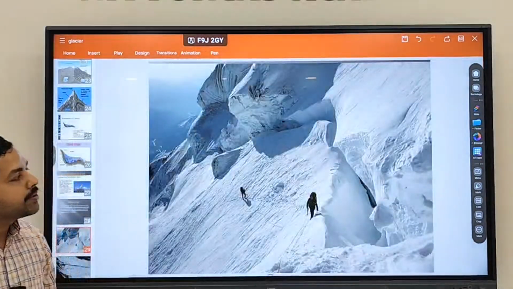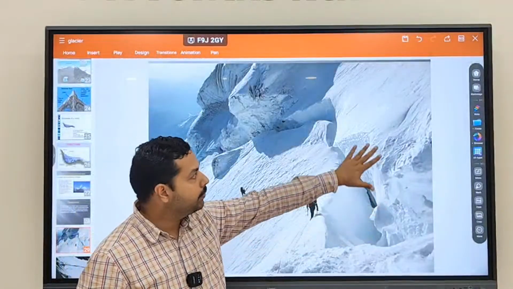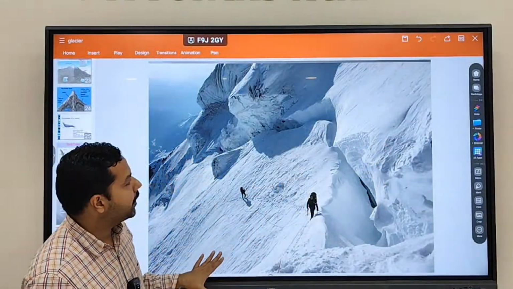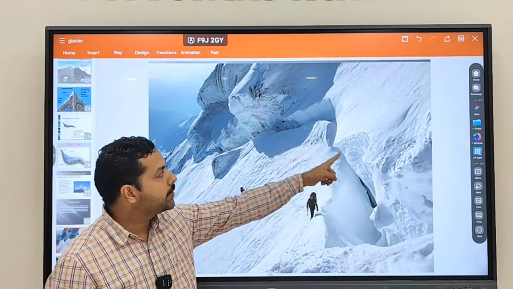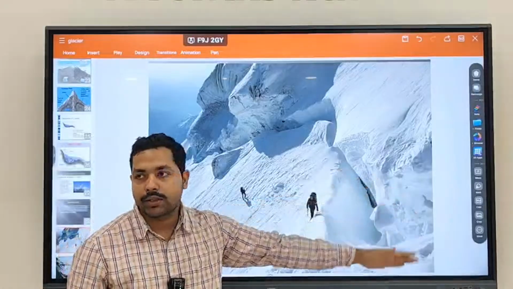So you can see this is what Bergschrund is all about. You can see this is a gap being created between the static ice and the moving ice. This gap is going to create problems to whom? To the mountaineers to climb.